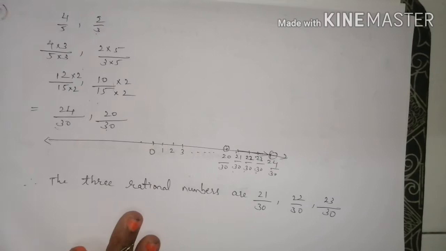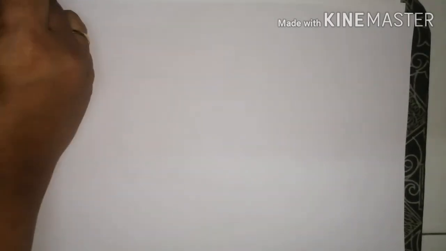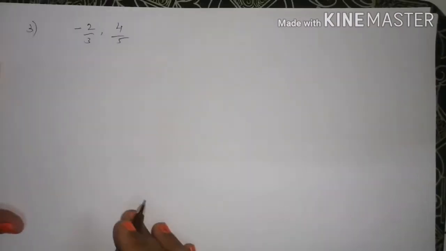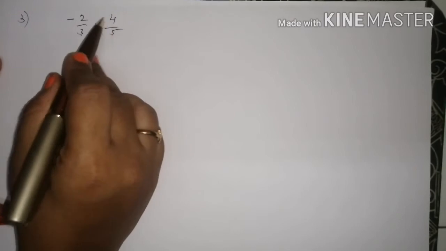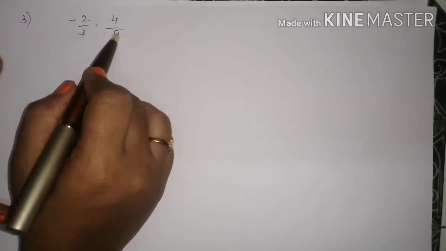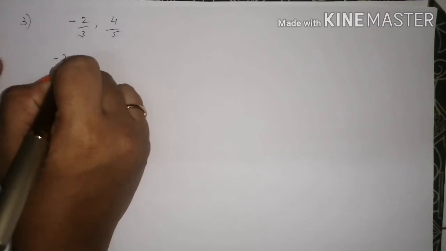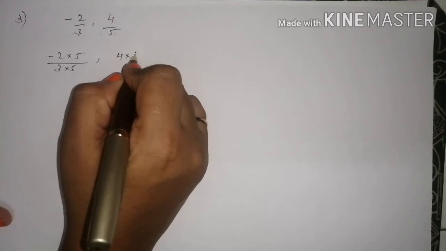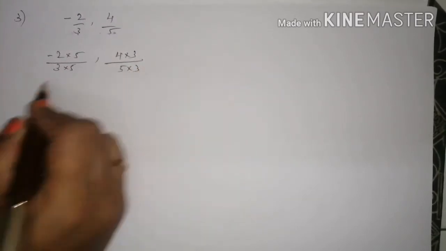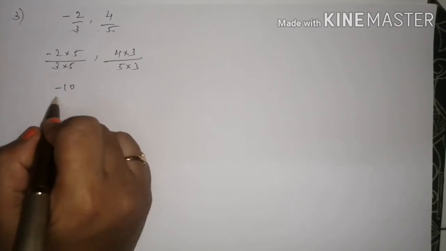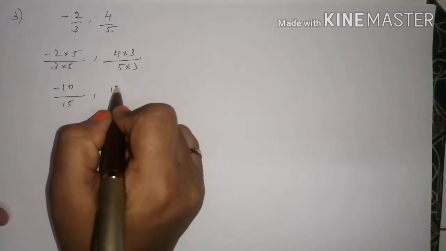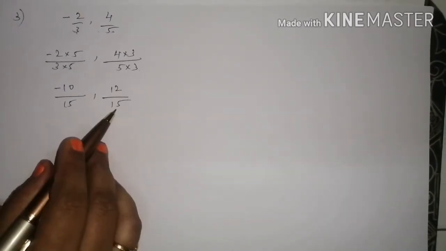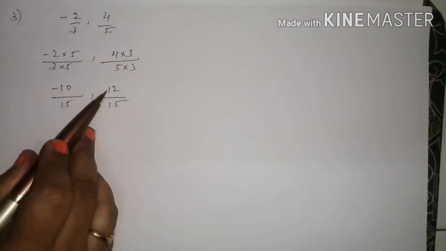Okay, now let's move to the third one. Third one is minus 2 upon 3 and 4 upon 5. Again, if you see, the denominators are not the same, so we'll make the denominator the same by cross multiplying. Minus 2 into 5 upon 3 into 5, 4 into 3 upon 5 into 3. So it will be 5 2s are 10, minus 10, 3 5s are 15, 4 3s are 12, 5 3s are 15. Now the denominator has become the same, but here one is a negative number and one is a positive number.